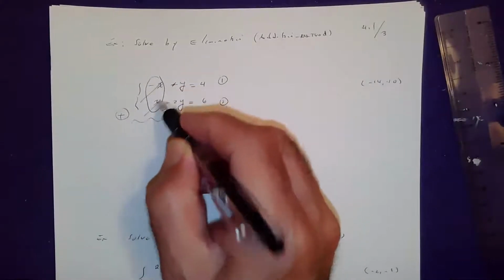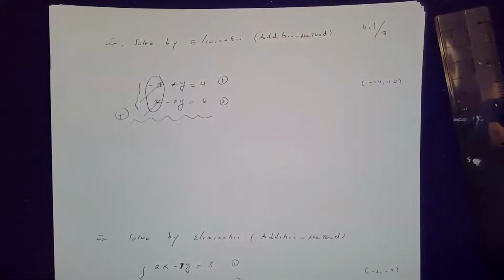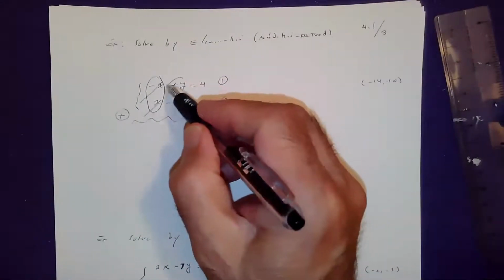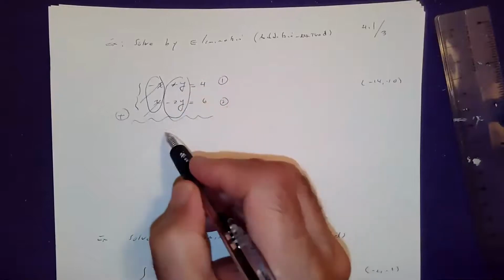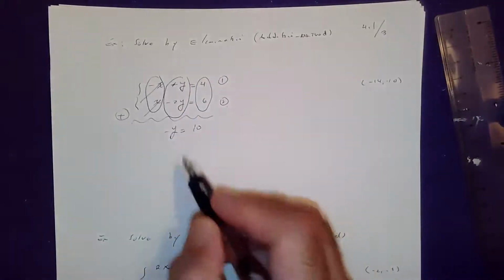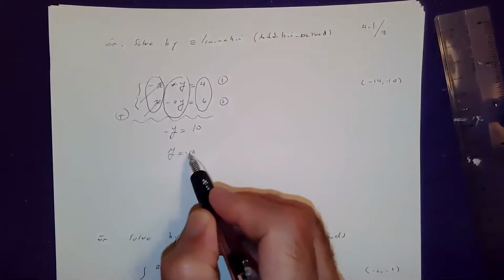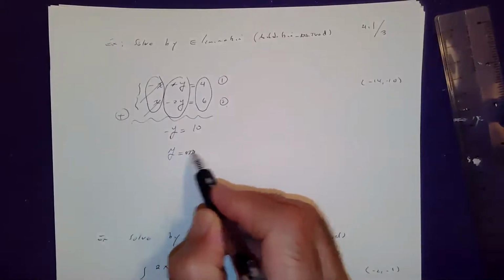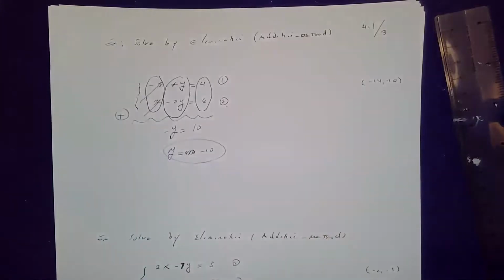Usually we cancel them out, so that means they add up to 0. But positive y minus 2y adds up to negative y. And 4 plus 6 adds up to 10, so therefore y is equal to -10. Do you see it? Y is equal to -10.